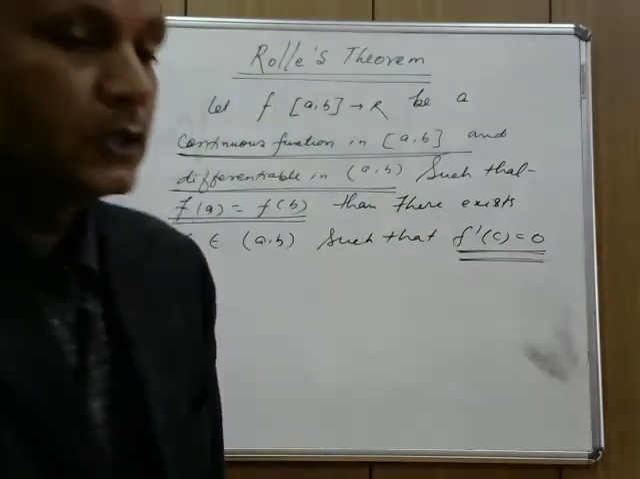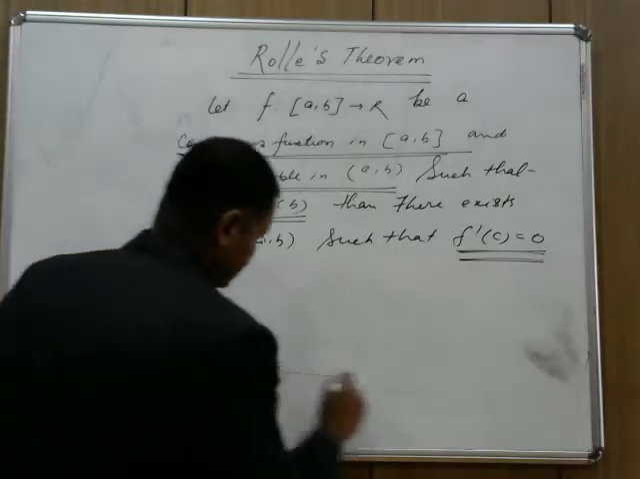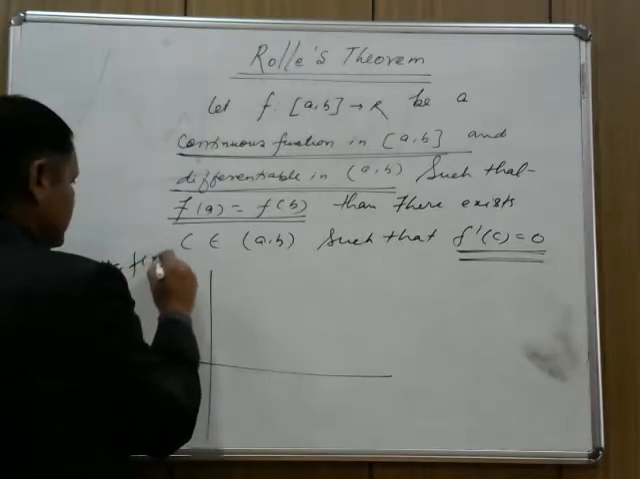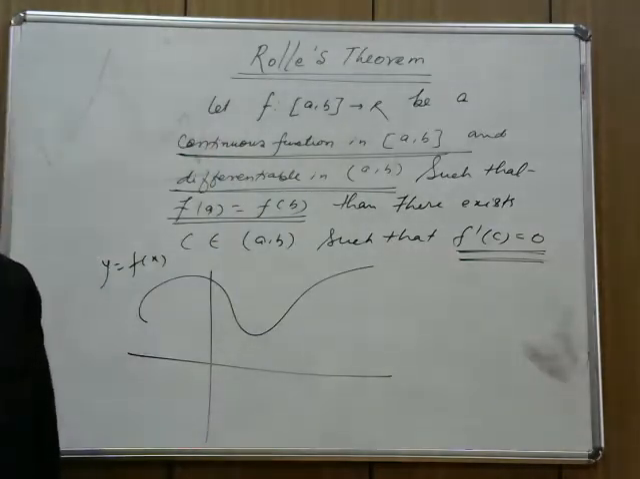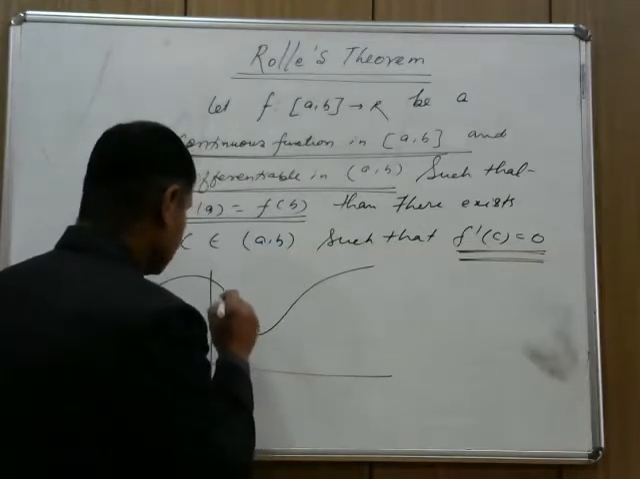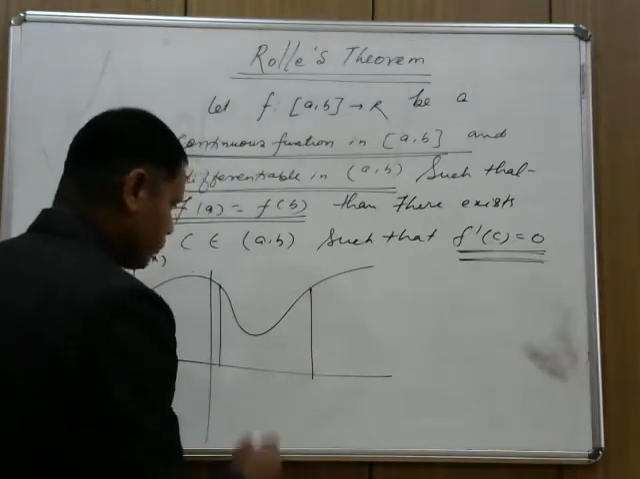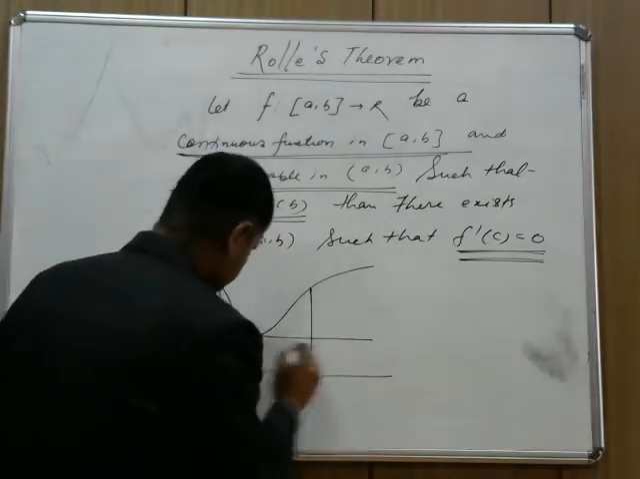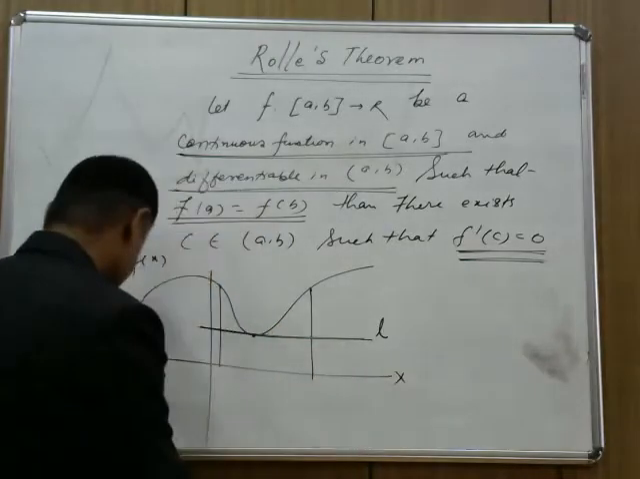If I talk about the geometrical interpretation of Rolle's theorem, see now, y is equal to f of x is a given function. The curve goes like this, suppose. Now suppose I take the interval a and b. In between a and b there is a point c over here, and if I draw a tangent at this point, this tangent line should be parallel to the x-axis.